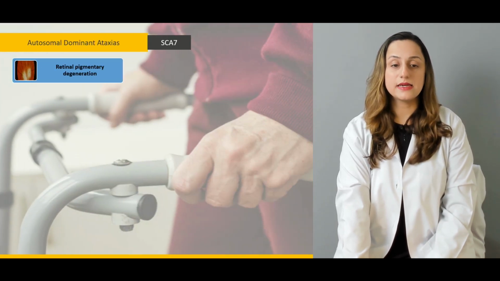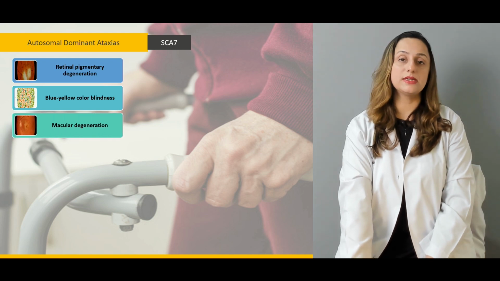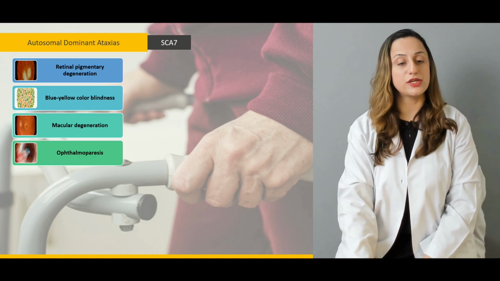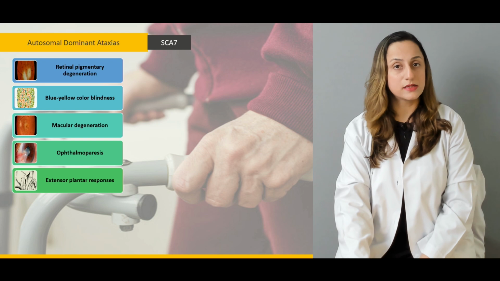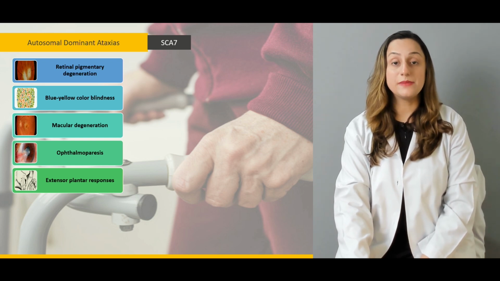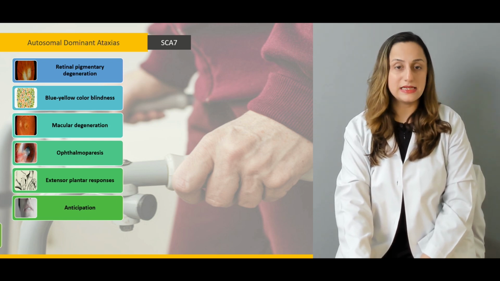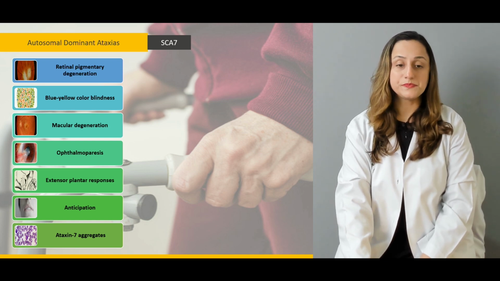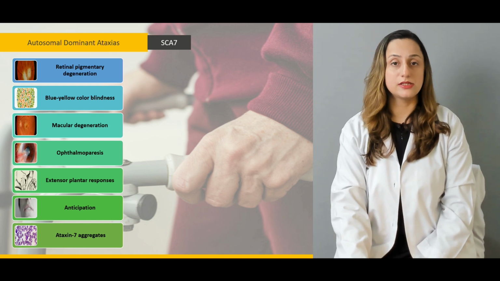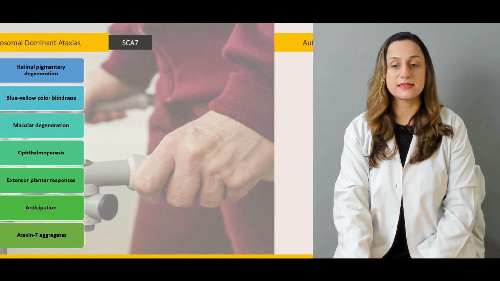The seventh variety is basically regarded as when we have retinal pigmentary degeneration. Blue-yellow color blindness is noted down in these patients. The patients also complain of macular degeneration, ophthalmoparesis. Then we have the extensor plantar responses. When you carry out Babinski's sign, it is going to be present in these patients. Anticipation, anxiety, and they're also going to suffer from ataxin 7 aggregates noted down. So histologically, you can even diagnose this particular 7th variety of the spinocerebellar ataxias.